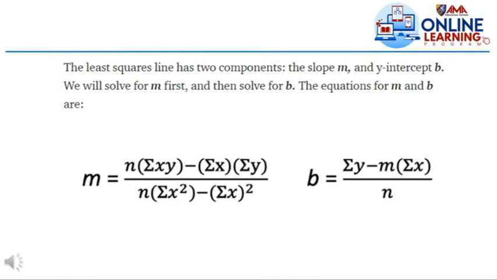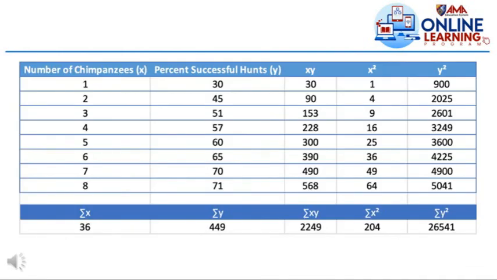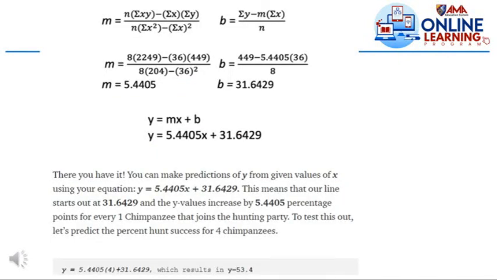Okay, so for example, we have here in the first column the number of chimpanzees, the x variable, then the percent successful hunts, the y variable. And we have here the product of x and y, the square of x, and the square of y. Given these values, the summation of the x variable is 36, the summation of the y variable is 449, the summation of the product xy is 2249, the summation of x squared is 204, and the summation of y squared is 26,541. Then let's solve for the value of the slope m.